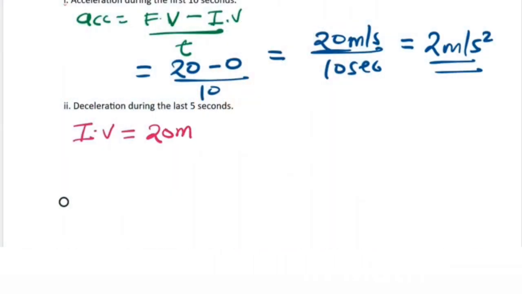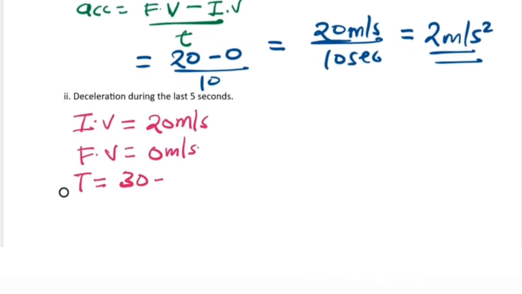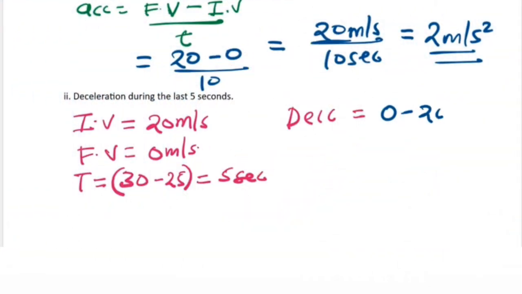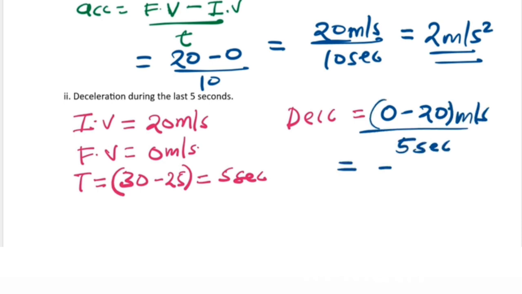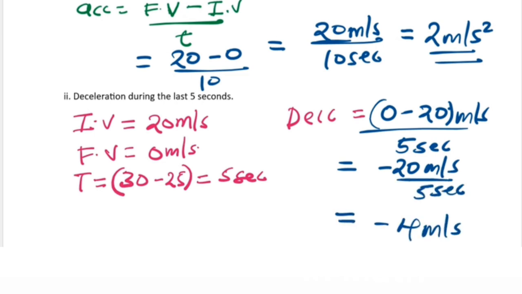The speed is coming from 20 meters per second to 0 meters per second. So therefore, initial velocity is 20 meters per second. Final velocity is 0 meters per second, and total time taken is 30 minus 25, which is 5 seconds. So therefore, deceleration will be 0 minus 20 over 5. And this one, you get negative 20 divided by 5. This gives you negative 4 meters per second square.